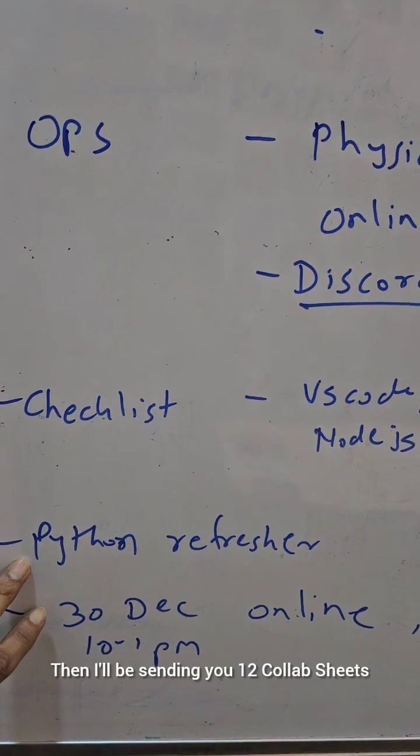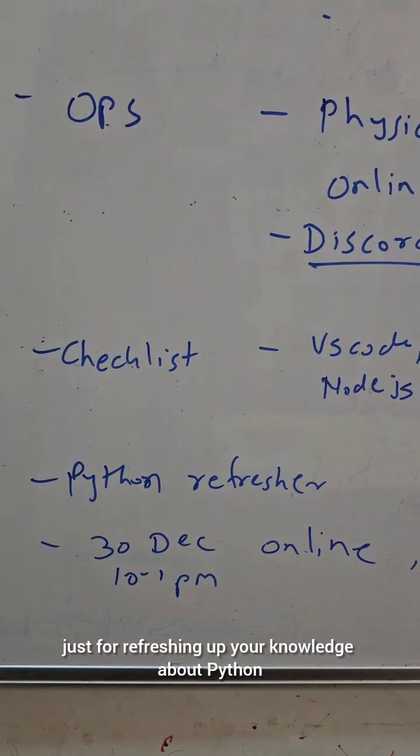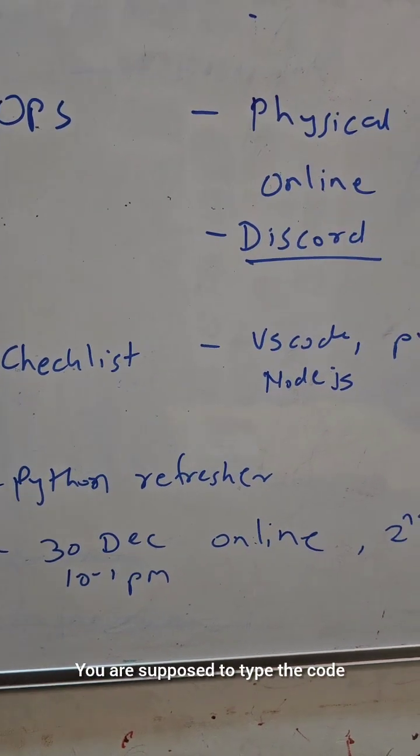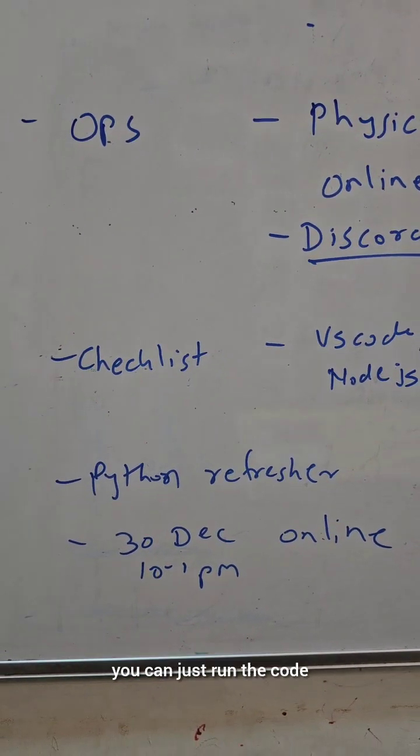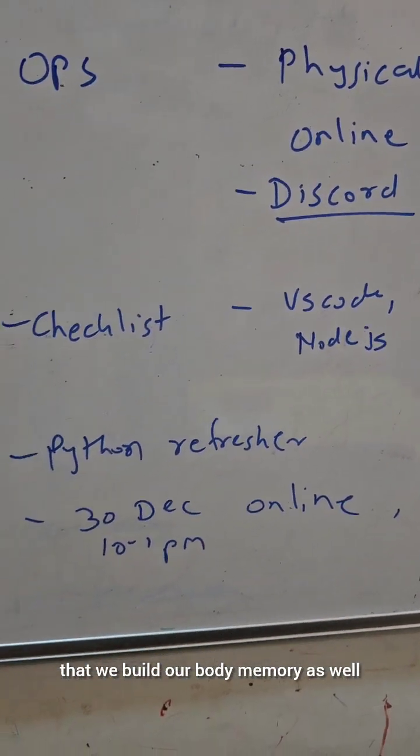Then I'll be sending you 12 Colab sheets for Python refresher. This is going to be just for freshening up your knowledge about Python. It's going to take about 2 hours. You are supposed to type the code if you are new. If you are already experienced with Python, you can just run the code. Typing the code is better so that we build our muscle memory as well.